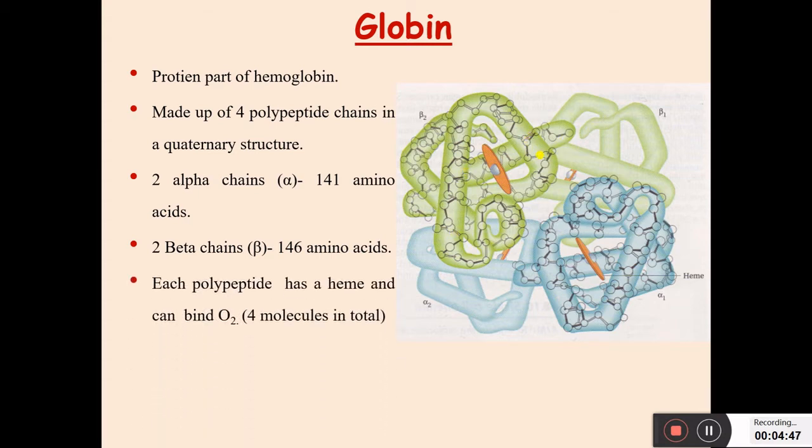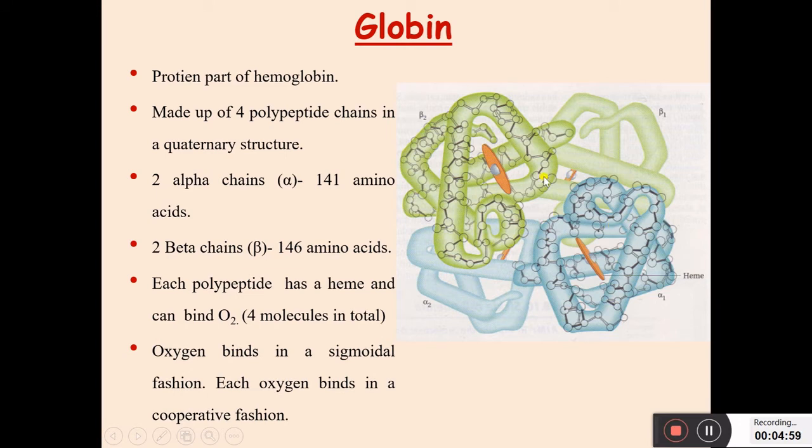Each polypeptide has a heme, and each heme group can bind oxygen. So in total, this globin molecule can bind 4 oxygen molecules. And this oxygen binding occurs in a sigmoidal fashion. This I will explain to you in detail later.